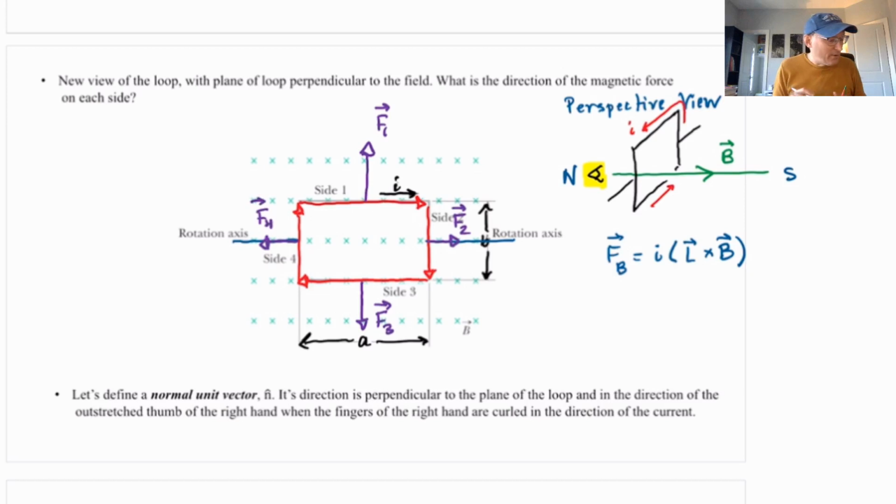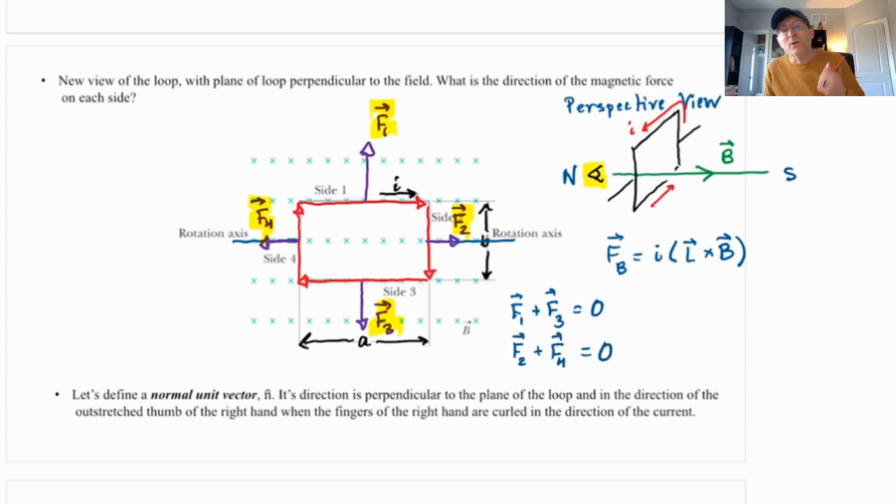So there are the 4 forces. And because sides 1 and 3 have equal length, the magnitudes of these forces, F1 and F3, are equal, but they're clearly in opposite directions. So it's pretty clear that F1 vector plus F3 vector equals 0. And because sides 2 and 4 have equal length, the magnitude of F2 and the magnitude of F4 are equal, but they're in opposite directions. So when I add those force vectors, F2 plus F4, I also get 0. So once again, the net force is 0.